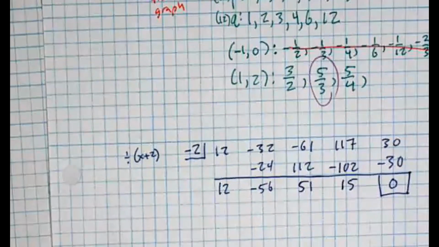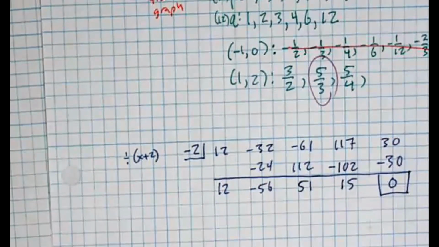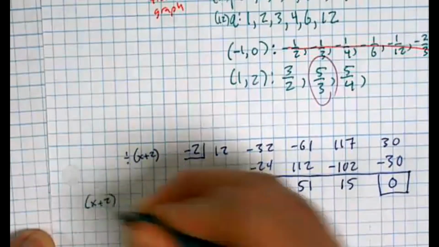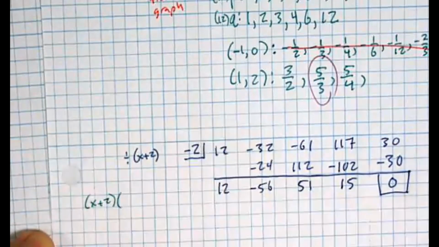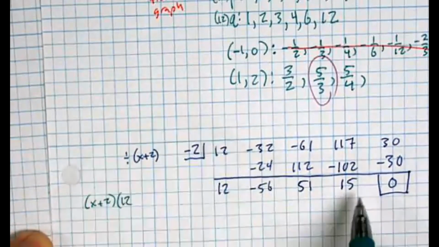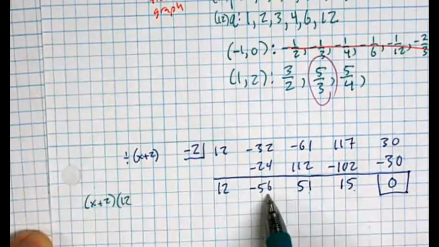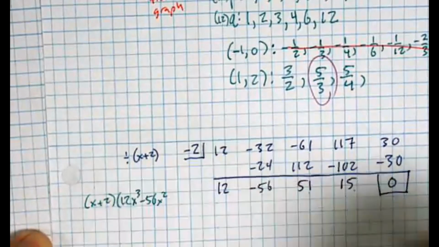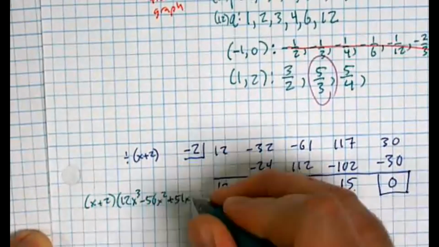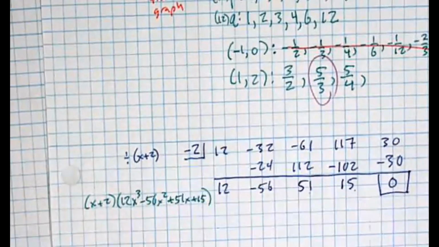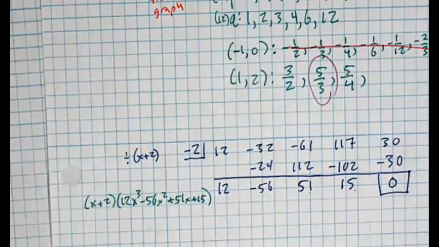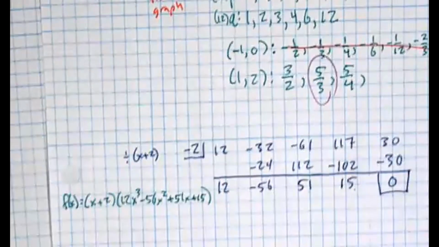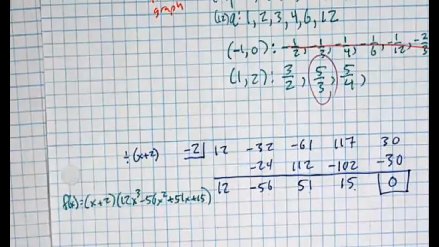So we didn't write this, or I said I wouldn't usually write this down, but I'm going to because this is our notes. What we have just done is we just factored out an x plus 2 from our original function. And we found a remaining factor of 12, that'd be constant, x to the first, x to the second, x to the third. So 12x to the third minus 56x squared plus 51x plus 15. That is our function. If I were to multiply that out right now, I would get back to my original function, the thing that we started with.